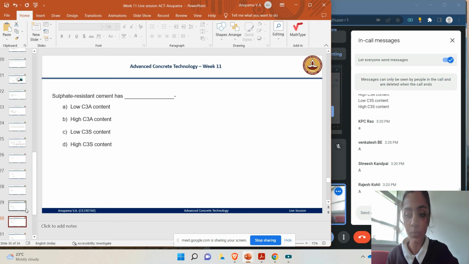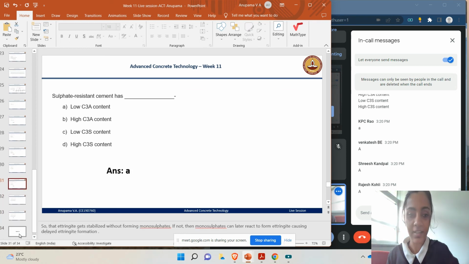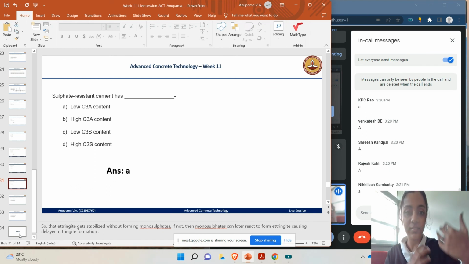Okay, so let's move to the answer. The correct answer is A, as you have said correctly. If you have a low C3A content, then the formation of ettringite will be stabilized. It will not further react and form monosulfate and later on come back as ettringite during sulfate attack. If monosulfate is a stable phase, then there is a high chance that ettringite can form at a later stage, which is known as delayed ettringite formation, and this can cause expansion, and this is very detrimental for the concrete.